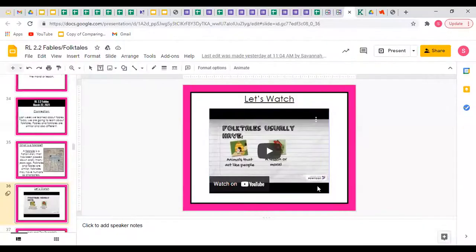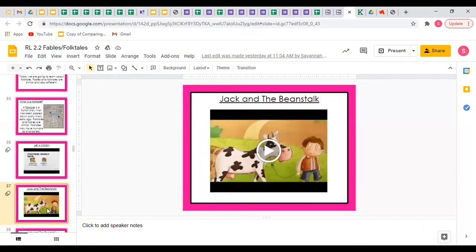All right, so today, now that you know a little bit about folk tales, we're going to be reading Jack and the Beanstalk, which is an example of a folk tale.